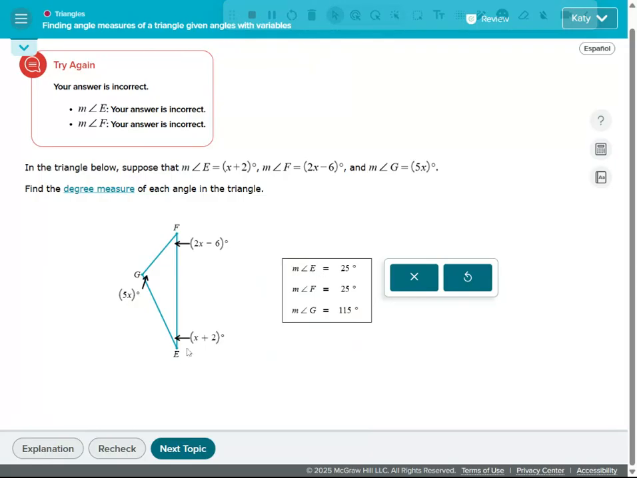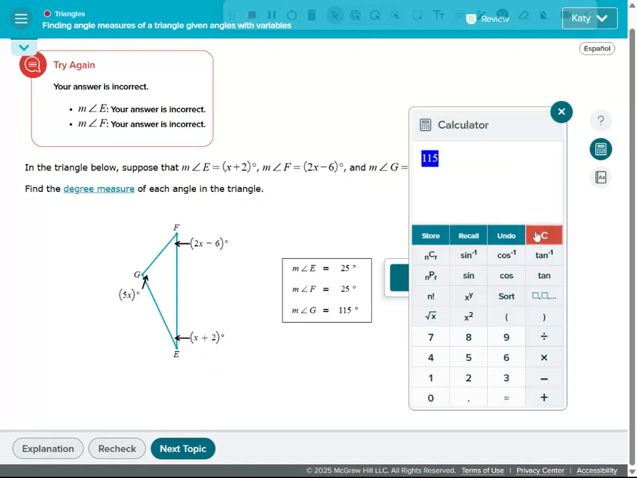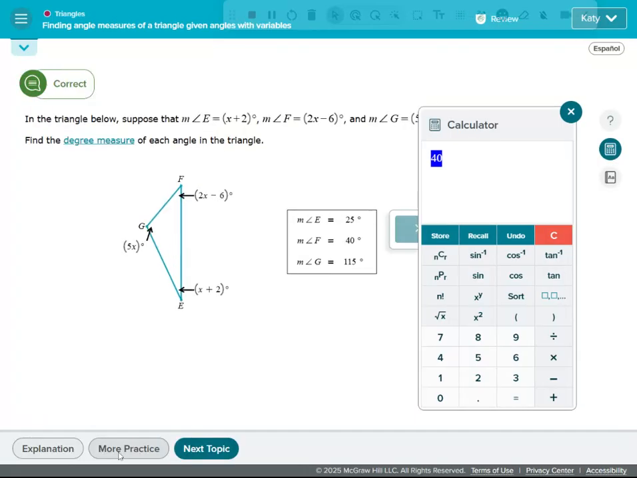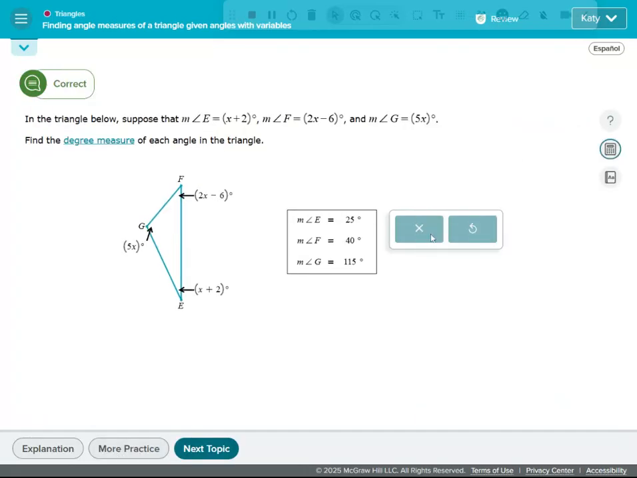Angle E: x was 23, so that's 25. Angle F is, let's check again. 23 times 2 minus 6 is 40. I think I just got those both mixed up. 40. There we go.